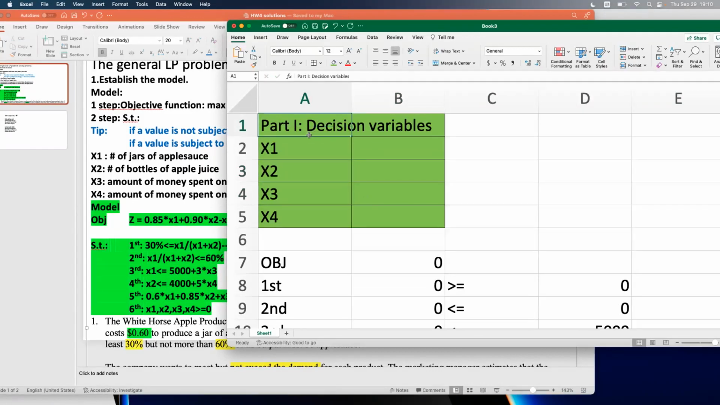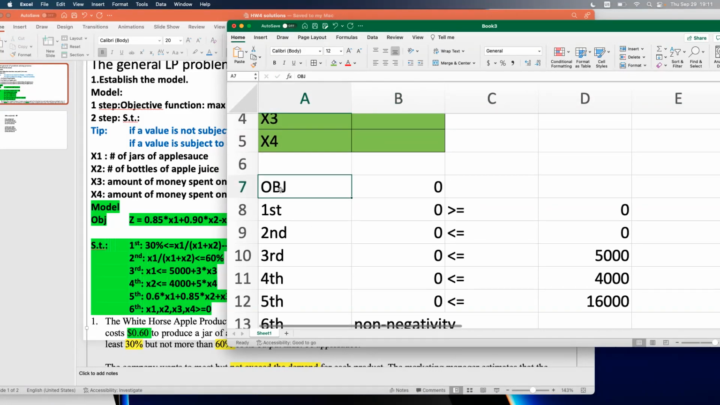So you don't need to include this title, right? First, I'm doing the lecture, so I put the part one, and the part two.